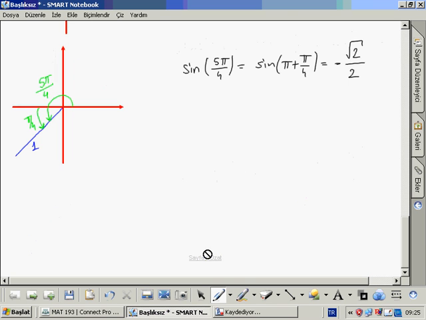And then let me sketch the sine and cosine functions. And the next page.